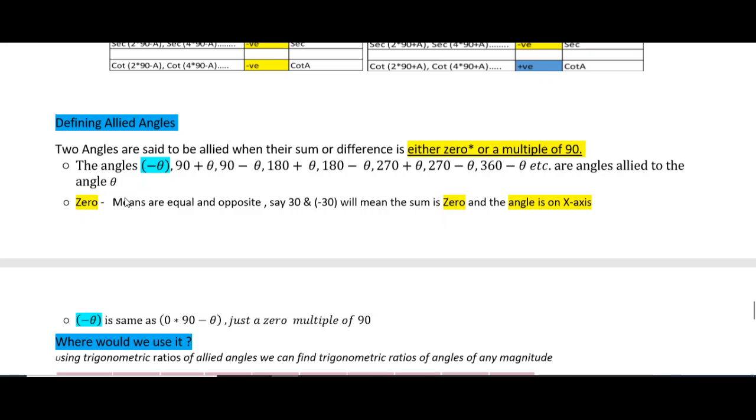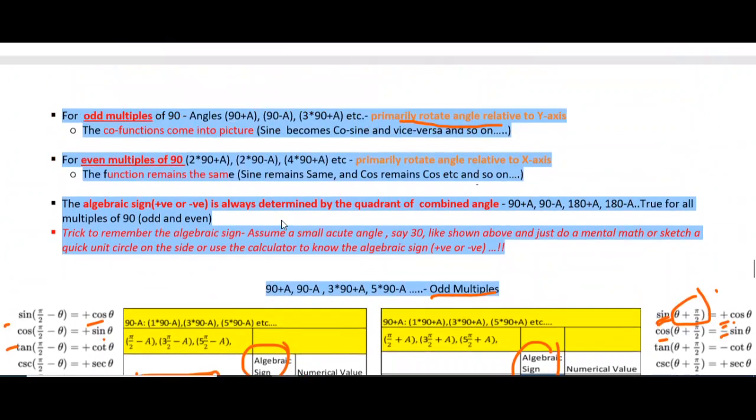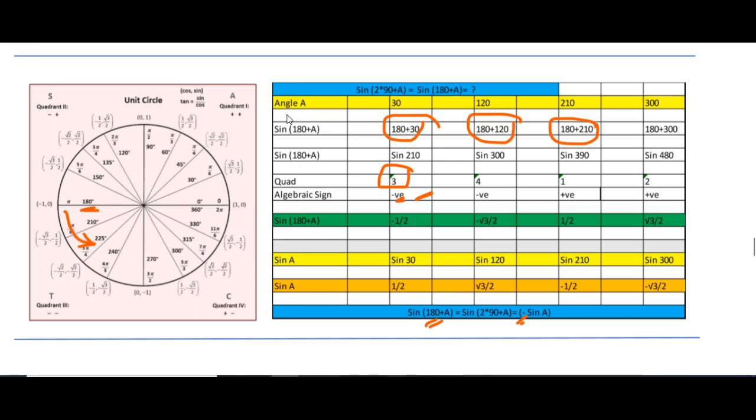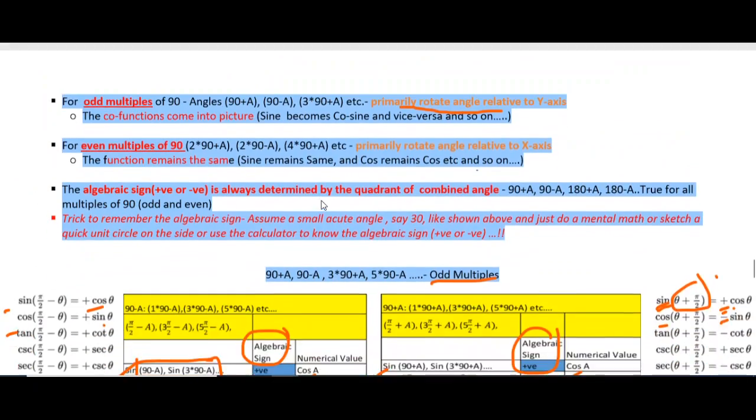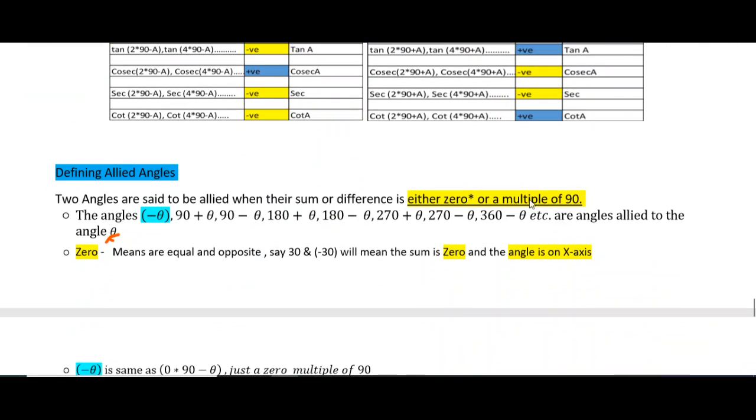And the examples are, if you take any given angle a, or theta, which is a in our example, all these things are allied angles. So the same thing I put in the definition for you to remember. For any angle theta, all of this: 90 plus theta, 90 minus theta, 180 plus theta. Because if you take 90 plus theta, the sum of these angles will be a multiple of 90, or it will be 0. And why 0?